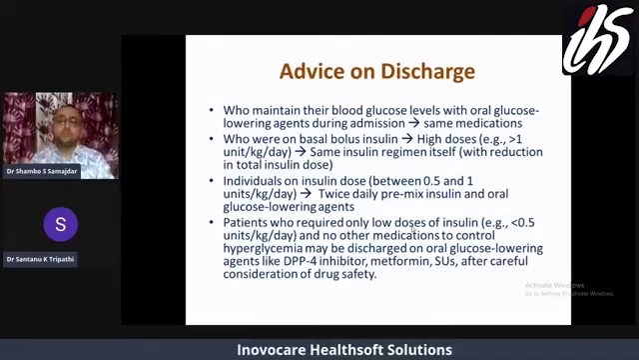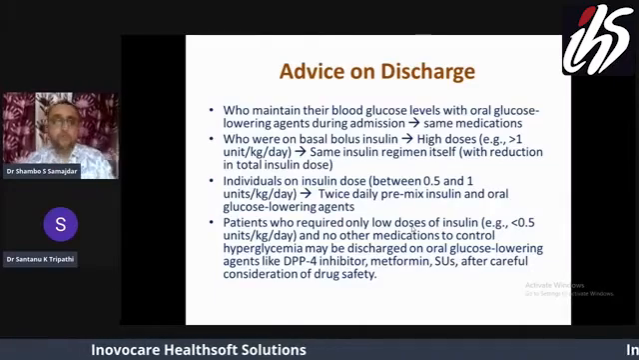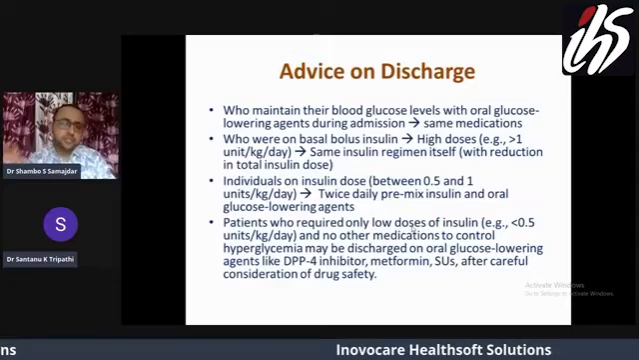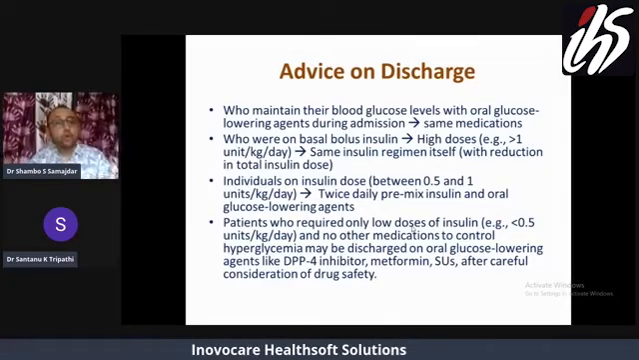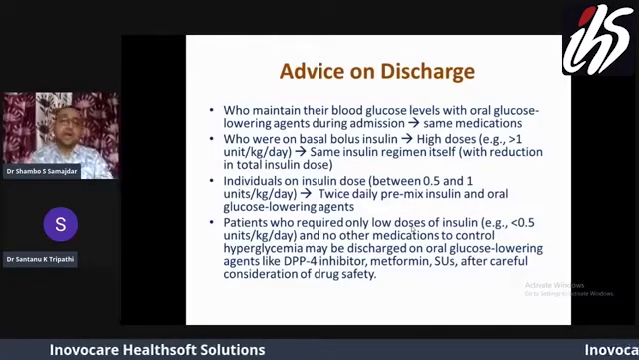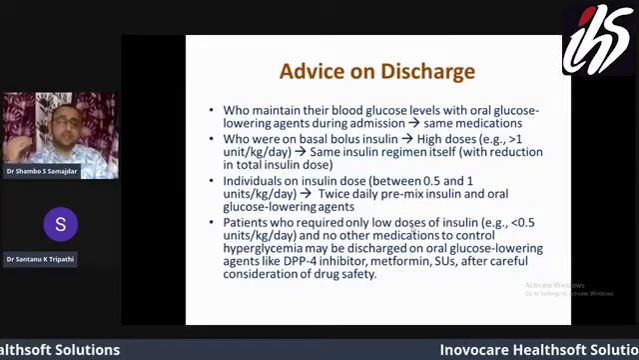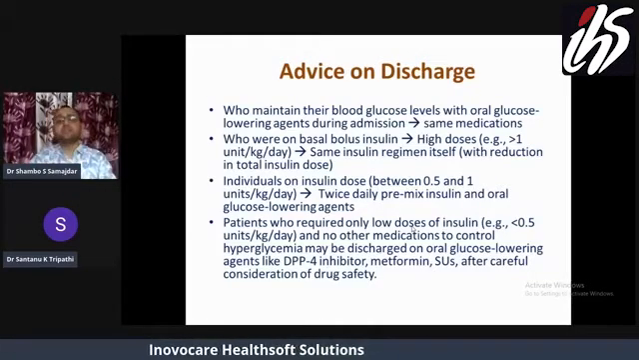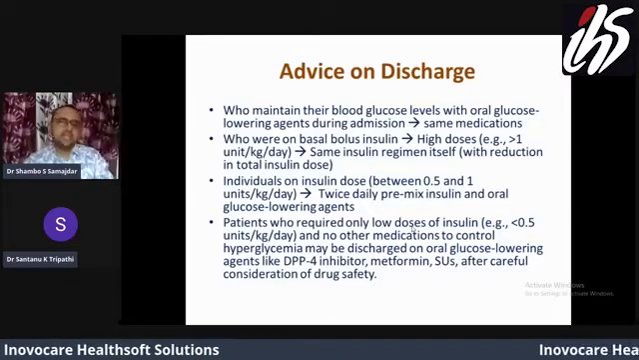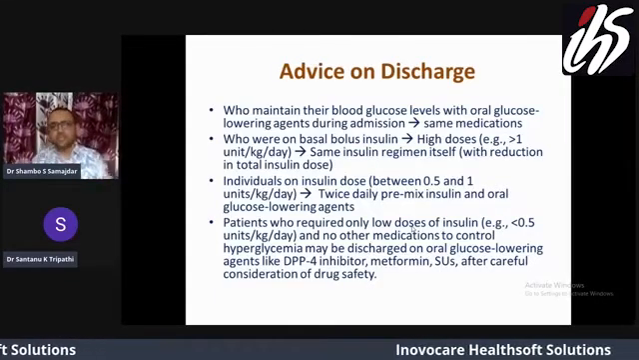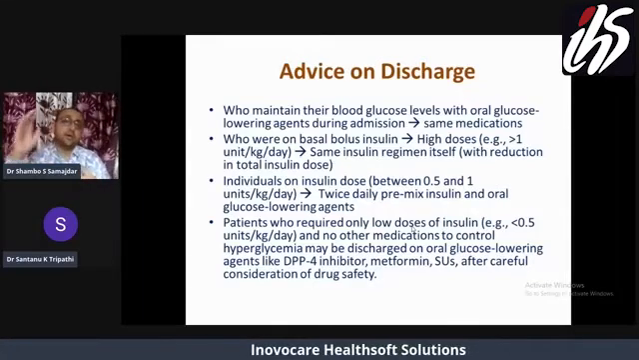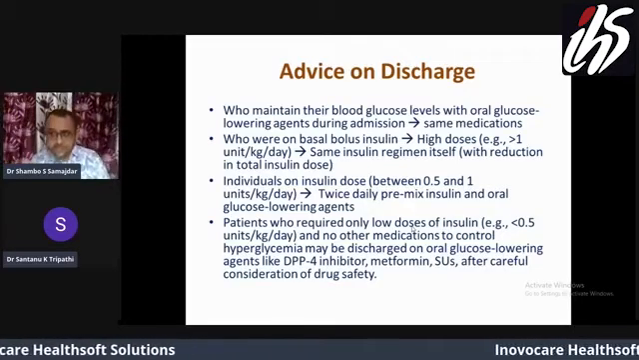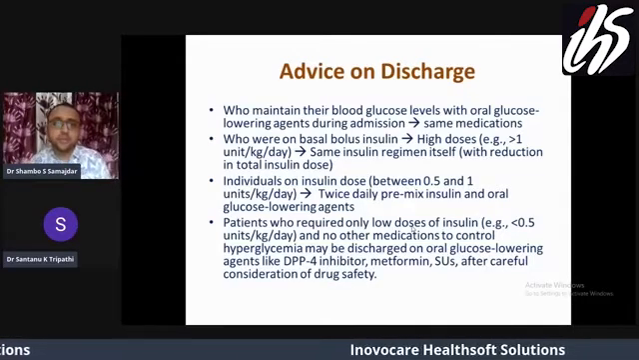Those patients who are on this type of steroid-induced hyperglycemia, who maintain their blood glucose levels with oral glucose lowering agents during admission, we can continue the same medications and discharge. Who were on basal bolus insulin and the dose is very high, that means that particular patient requires more than 1 unit per kg per day dose, the same insulin regimen itself we can prescribe while discharging with some reduction in the total insulin dose. We need to consider, if we are deprescribing steroids completely, there is a gradual reduction in the insulin requirement.